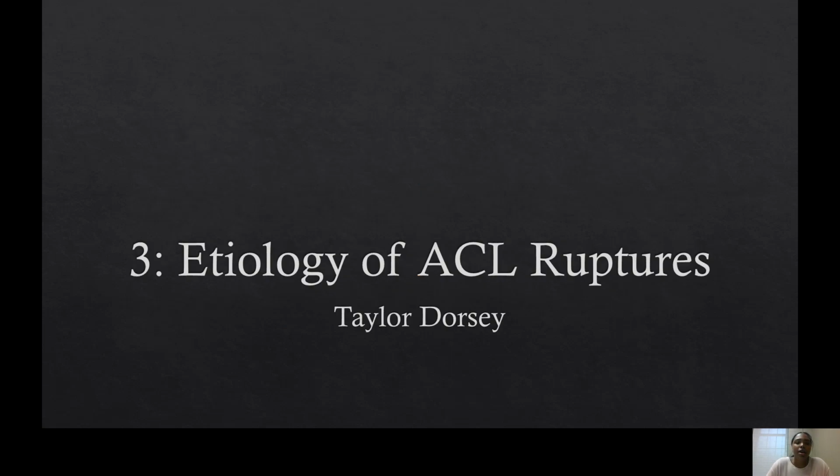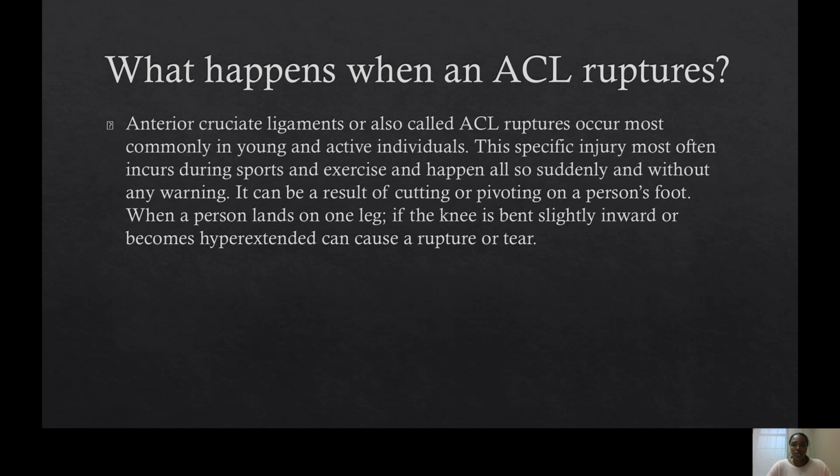Next slide. Hi, my name is Taylor Dorsey, and I am going to be discussing the etiology of ACL ruptures. So the first thing I'm going to be talking about is what actually happens when you have an ACL rupture. The anterior cruciate ligament, also known as the ACL, ruptures most commonly in young and active individuals. This specific injury most often occurs during sports and exercise and happens suddenly and without any warning.